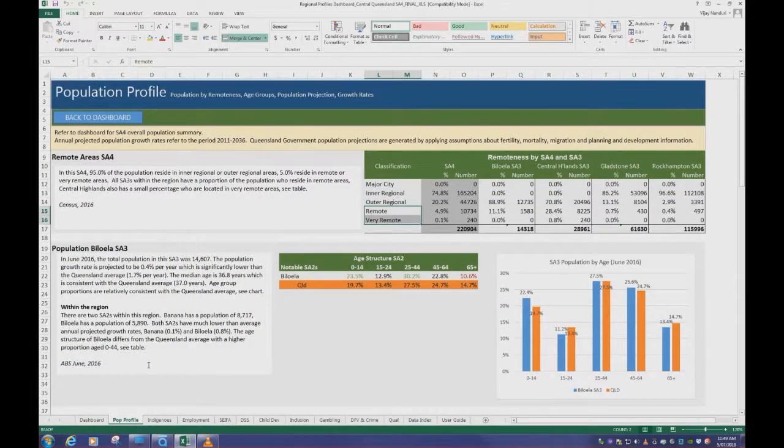Population profile. This tab covers the population by remoteness areas, the total population of the area, the population growth rates, and the population by age structures. Within the remoteness areas, we focus particularly on the remote and very remote populations. This is because these present unique challenges in RAQ service delivery.